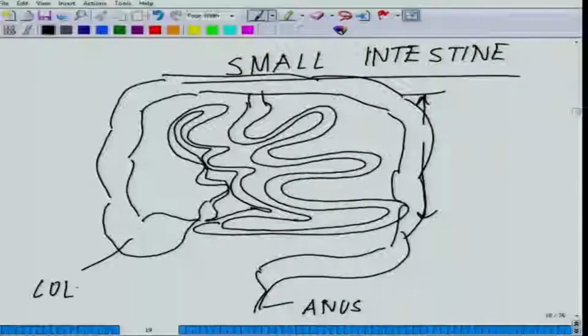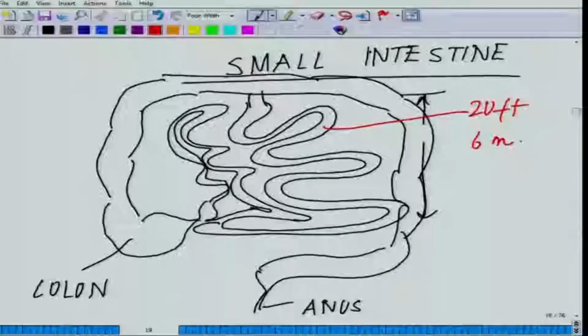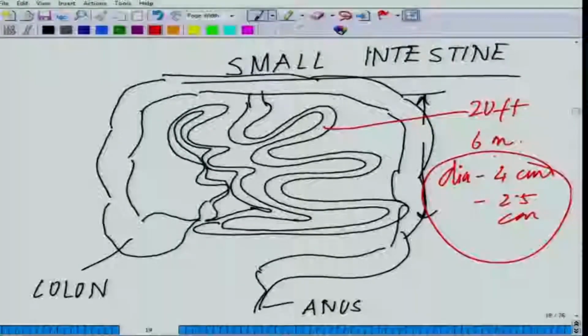And here you have the colon, and this whole tubular structure, the small intestine, is almost 20 feet long, which is almost 6 meters. The diameter ranges from 4 centimeters to 2.5 centimeters. These are some of the logistics, and this whole small intestine is divided into several parts.